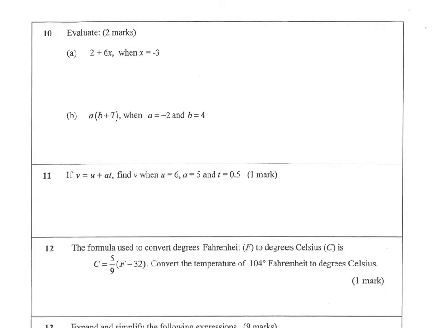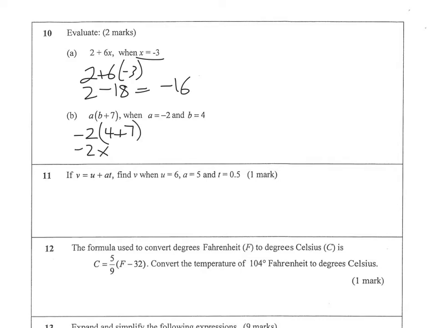Okay, evaluate. So we're going to find the answer when we sub in negative 3. 2 plus 6 multiplied by negative 3. We must multiply first. So 6 times negative 3 gets us negative 18. 2 minus 18 gets us negative 16. Okay, negative 2 times 4 plus 7, this time we do the brackets. Negative 2 times 11 gets us negative 22.